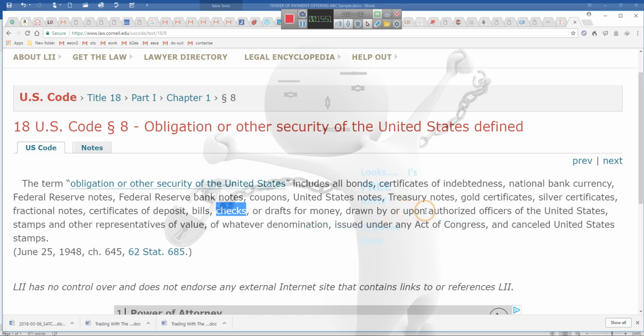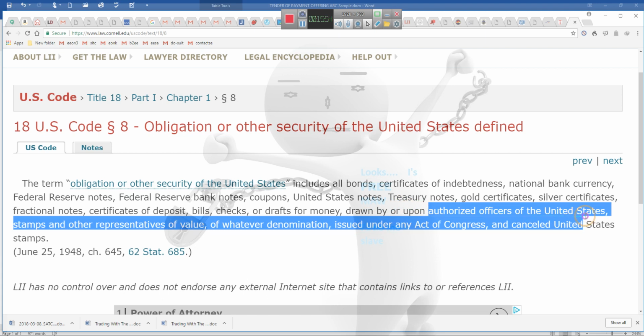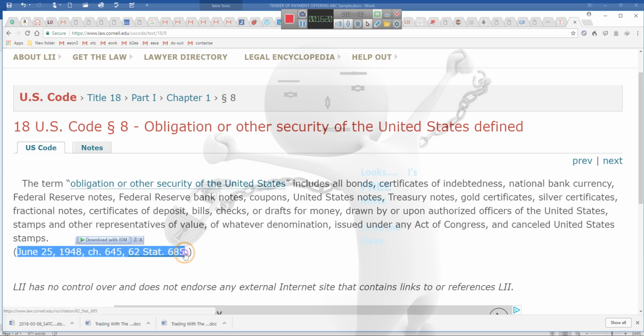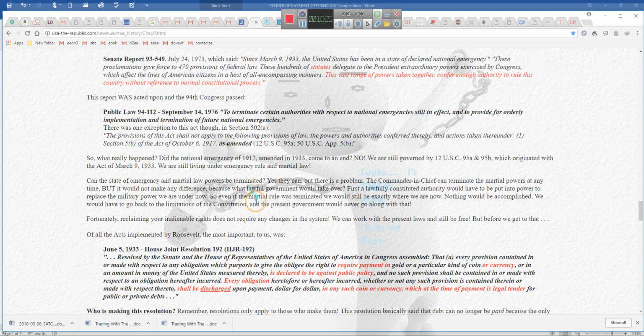Okay, ladies and gentlemen, do you know that the law allows you, pay attention, the law allows you to receive bills and pay bills? The law allows you to write checks and receive checks? Okay, that's why it's either going to be drawn upon or authorized by an officer of the United States. Well, who's the officer? These are the officers right here. The members of Congress who enacted this act. But wait, hold on. That's only one act. These idiots right here who enacted this act.